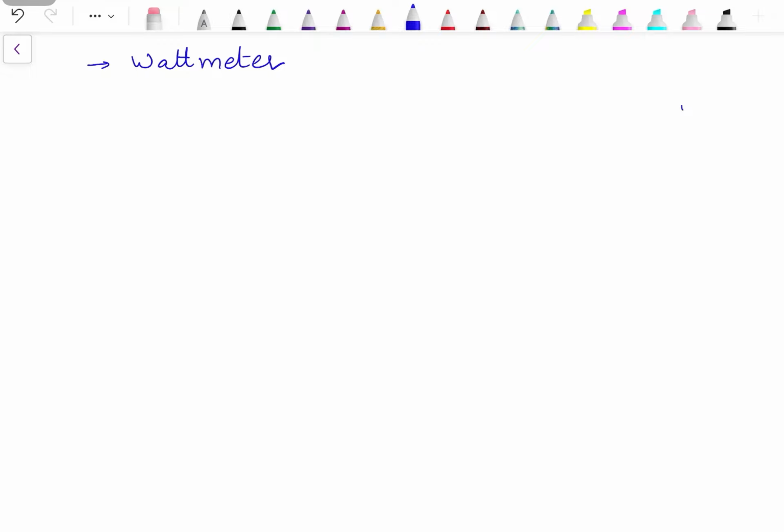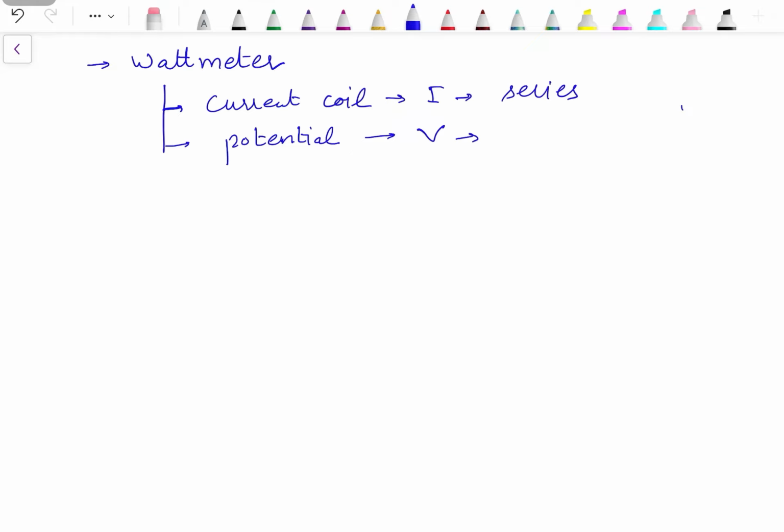So basically the wattmeter consists of two coils, the current coil and the potential coil. From the name it's clear, the current coil is for measurement of current and the potential coil is for measurement of voltage. The current coil is always connected in series with the load, and the potential coil is connected across, or we can say in parallel with, the load.